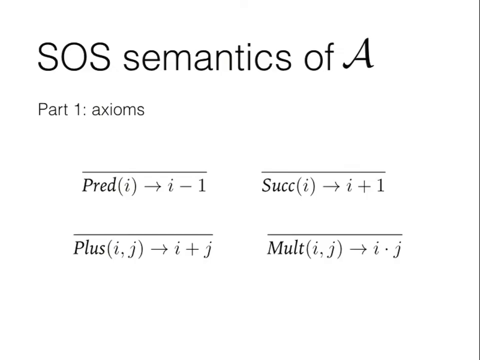Okay, so there's two parts to the definition here. One is going to be a set of reduction axioms that say, if you've got the predecessor of an integer, and this is not an arbitrary expression here, this has to be a literal integer, then you can reduce that expression by subtracting 1 off the integer. That's not the way that the natural semantics was defined.